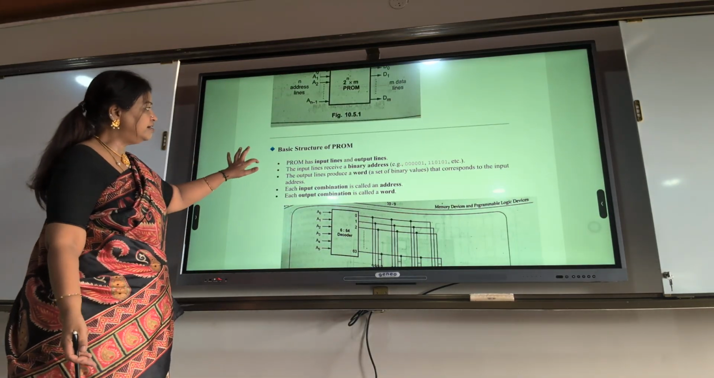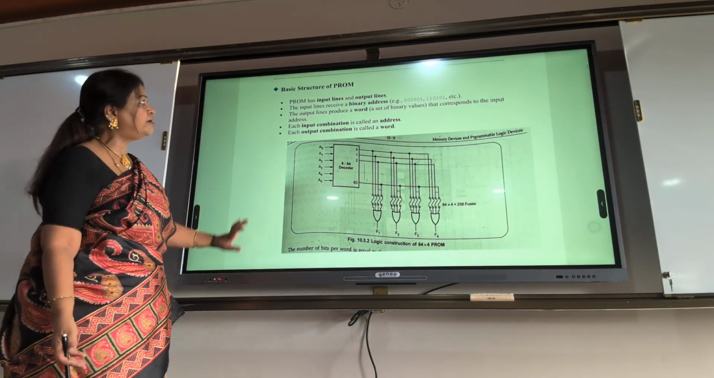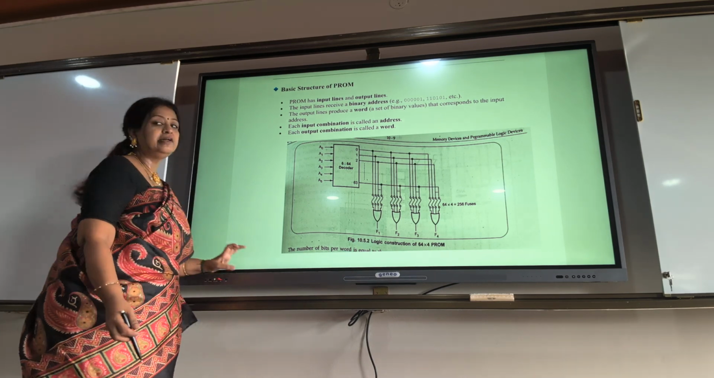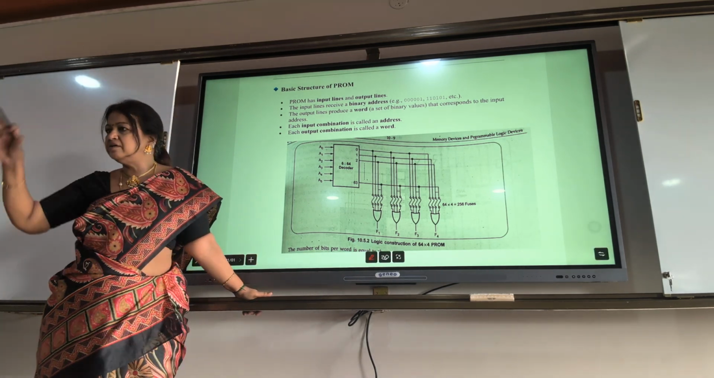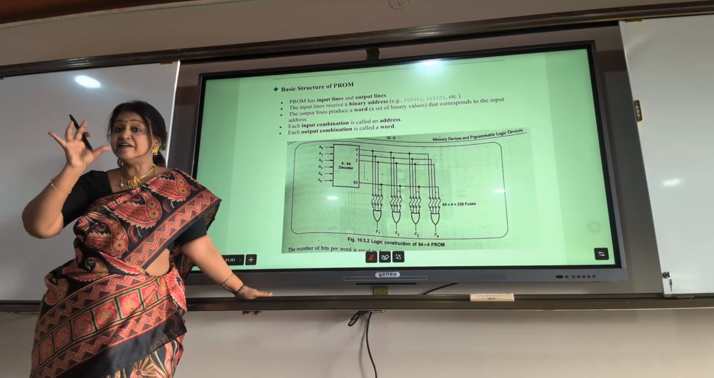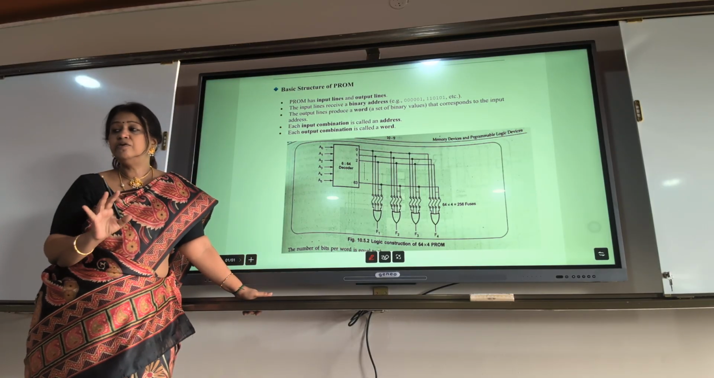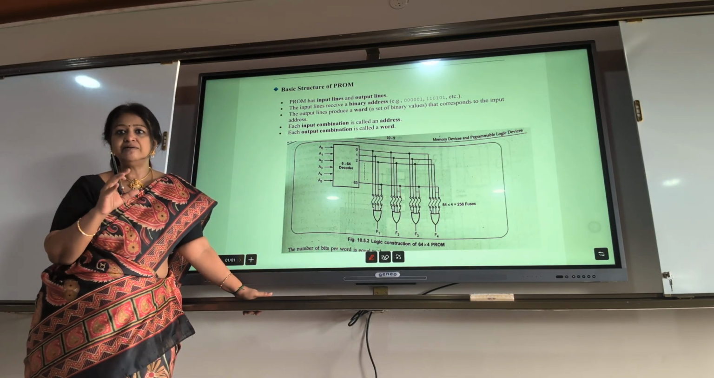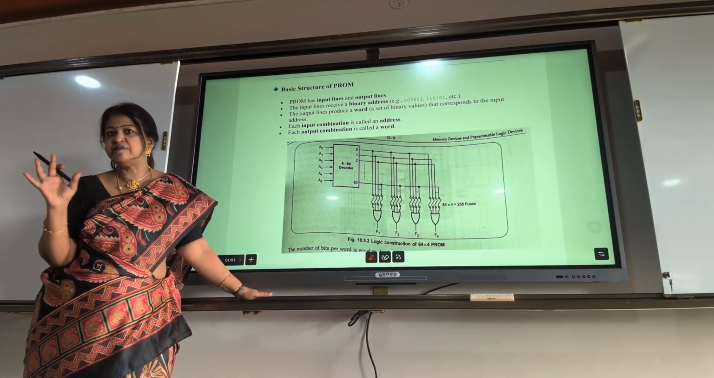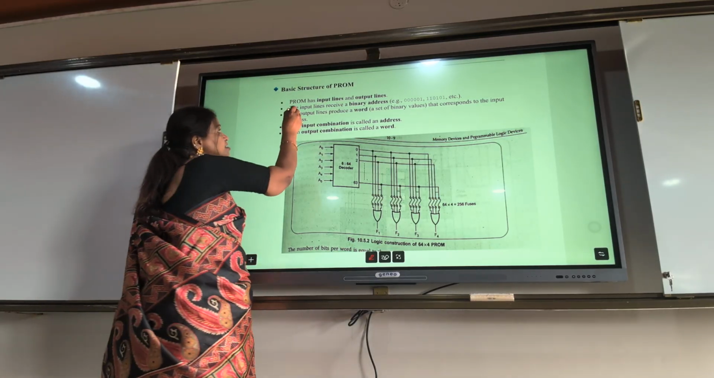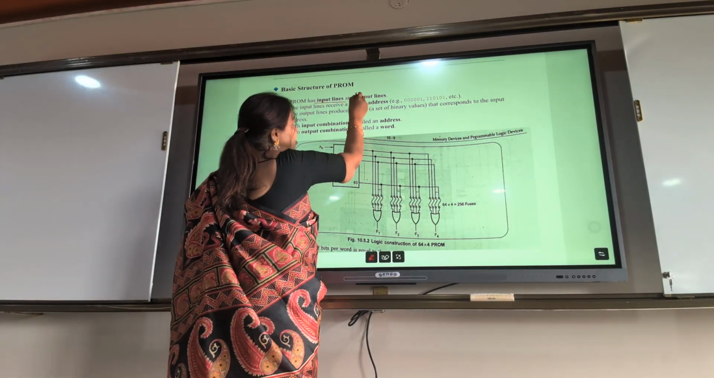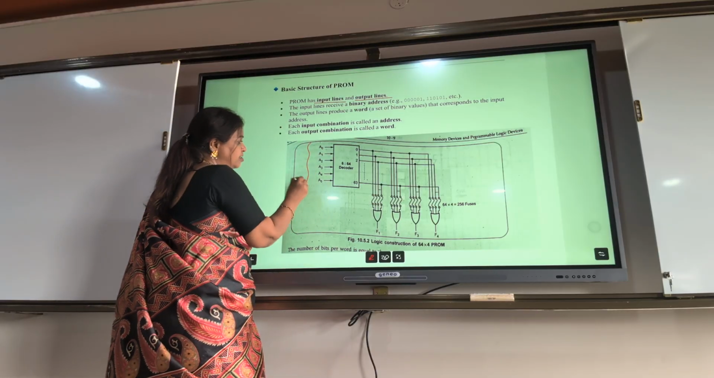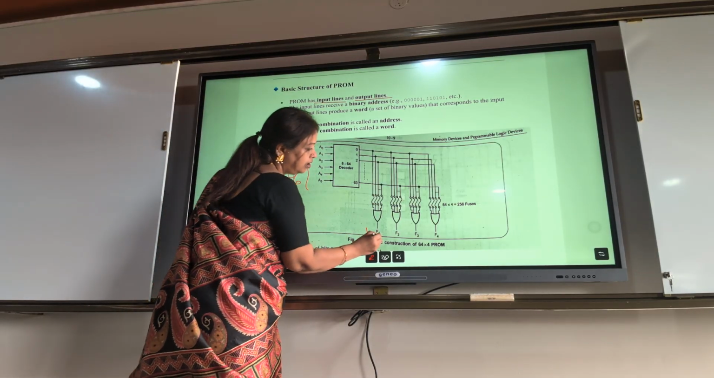So this is the basic structure of the PROM. In the textbook they have given a big sentence. I'll write it as points, easy for you to understand. I'll send you these things. When you're studying also, you can write as points. It's easy for you to remember. So PROM has input lines and output lines.